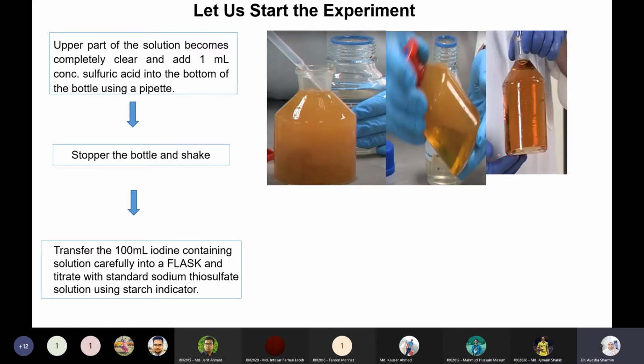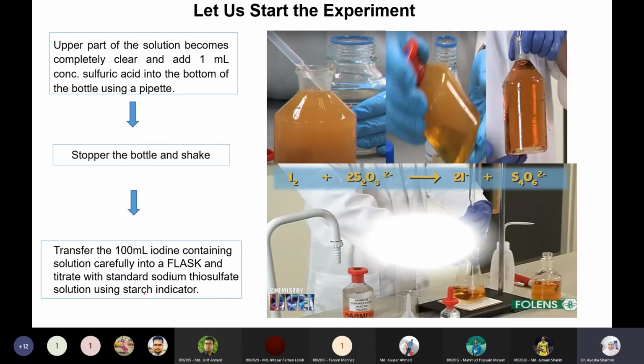So this brown solution is because of the triiodide ion, and if you have more and more dissolved oxygen, it will be more and more denser in brown color. So the color of this solution is directly proportional to the amount of dissolved oxygen. And then transfer 100 ml of this iodine containing solution carefully into a flask and titrate it with sodium thiosulfate.